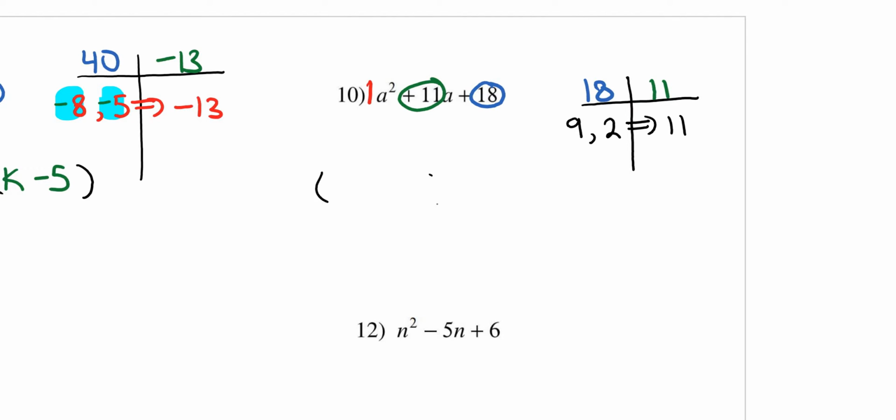All right, so let's set my two brackets. Because there's a leading coefficient of 1 there, I should have an A here and an A there. And the numbers I want are 9 and 2. So A plus 9 and A plus 2. And that should finish that particular problem.